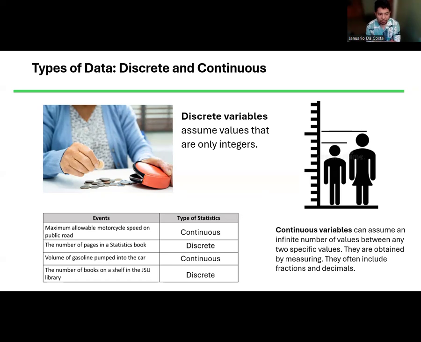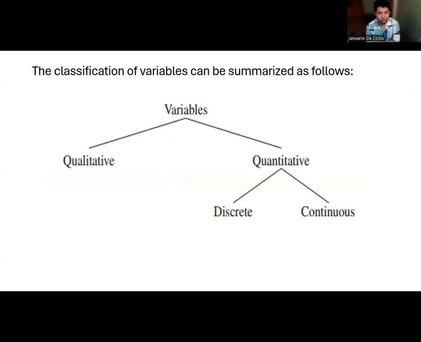Okay? Understood? So, to conclude, the classification of variables can be summarized as follows: you have qualitative variables and quantitative variables. But the quantitative variables are further classified into discrete and continuous variables. Okay? Any questions?